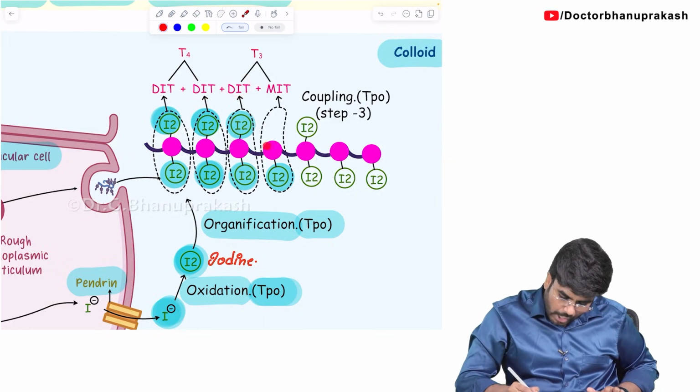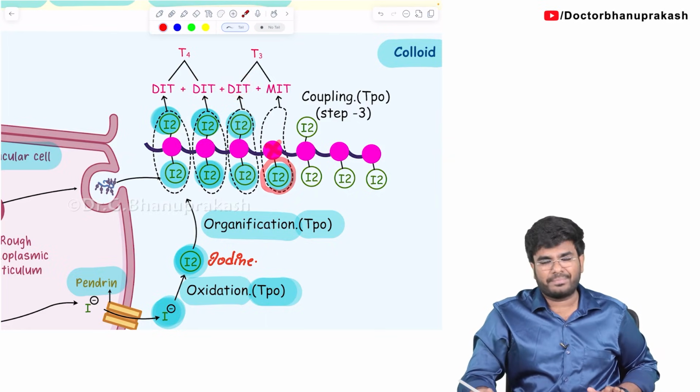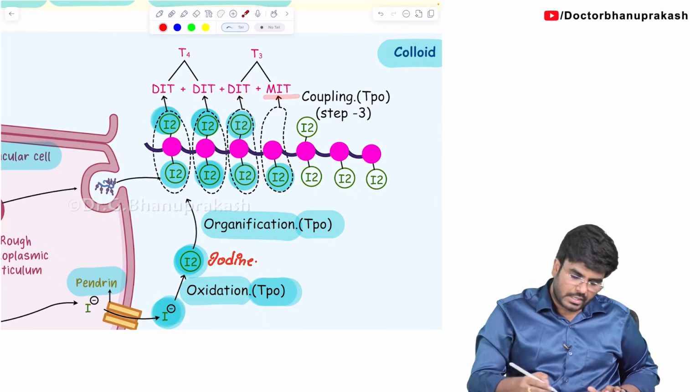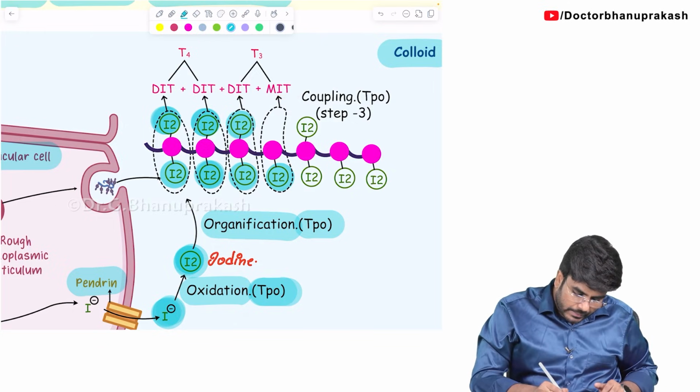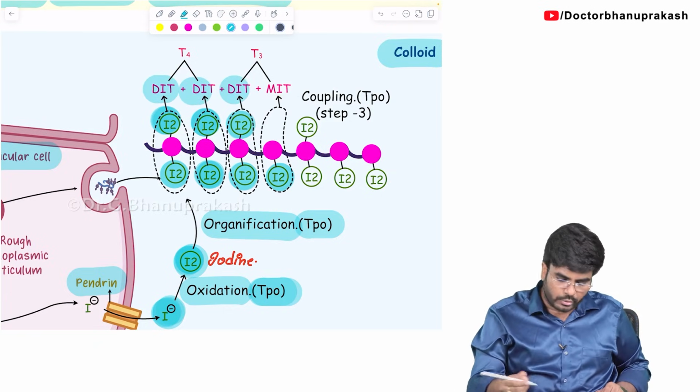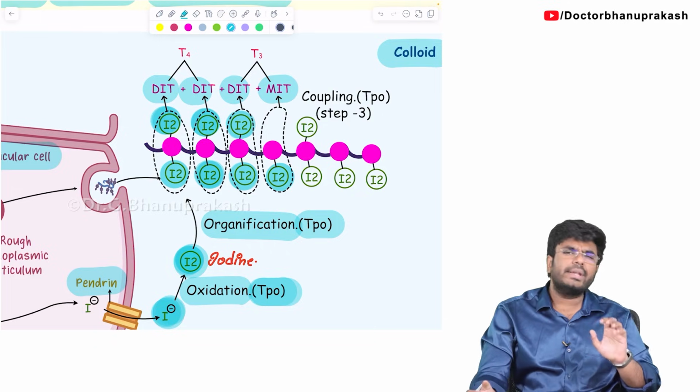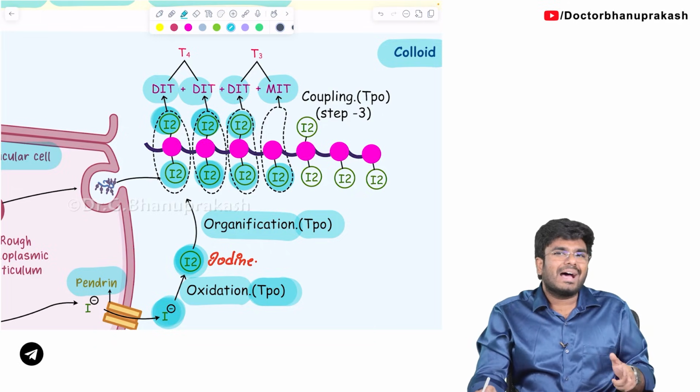But concentrate here, on this tyrosine, only 1 iodine is there. So this is called a monoiodotyrosine. So now tell me, because of this organification, how many molecules are producing? There is a production of either DIT molecules or MIT molecules. Okay, done, fine. Now, what is the last step?